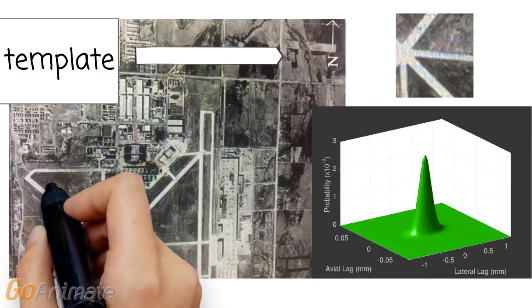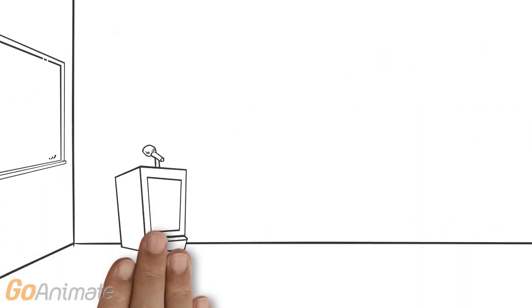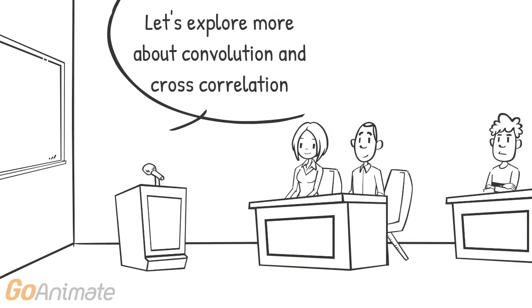Then we let the template slide pixel by pixel on the map and calculate its cross-correlation. The cross-correlation graph will have a maximum peak when our template finds the match. The peak spot is where the template is on the map. We can also use cross-correlation to find the site of a template in a noisy picture. Convolution and cross-correlation also have many other very useful functions that will be shown in my next video.